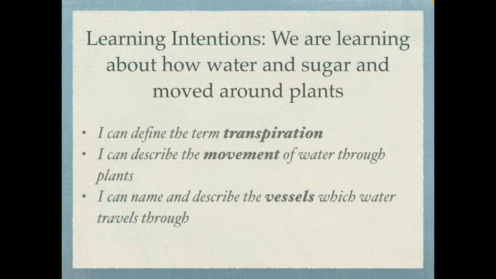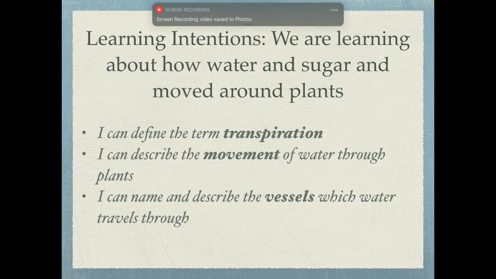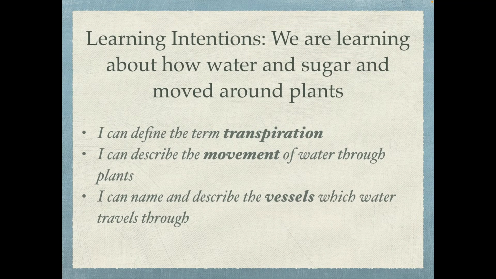So as a plenary, can we do this now? Pause the video, try and answer these three success criteria. Can you write down the definition of transpiration? Can you describe the movement of water through a plant? There's three parts to that. Can you name the vessels which the water travels through? And as a bonus, can you name the three factors which affect the rate of transpiration and describe how they affect it? So pause now and then I'll give you the answers.